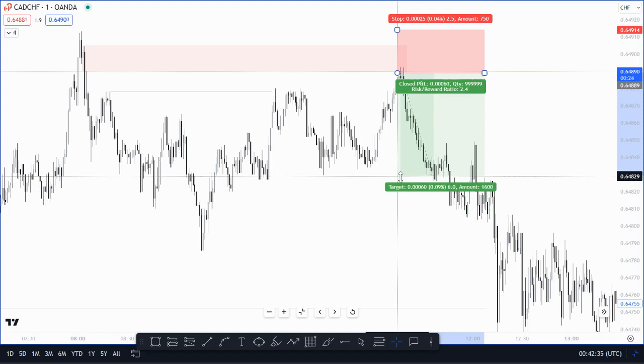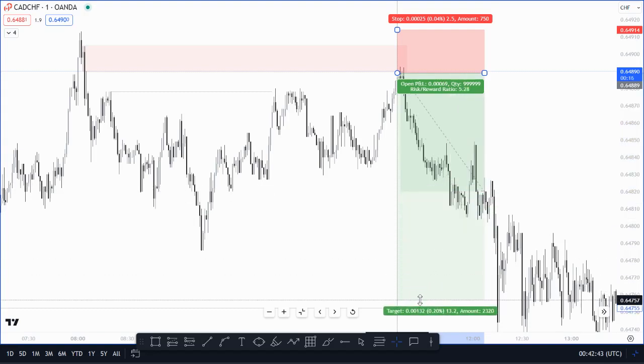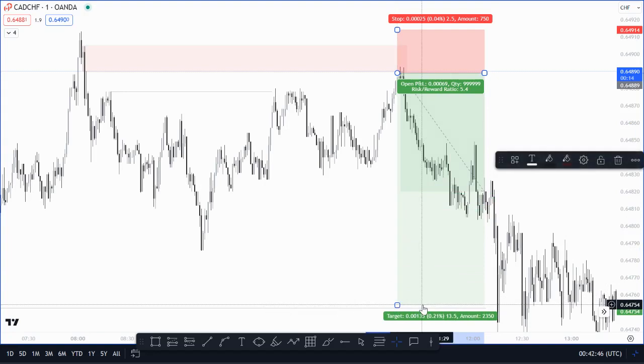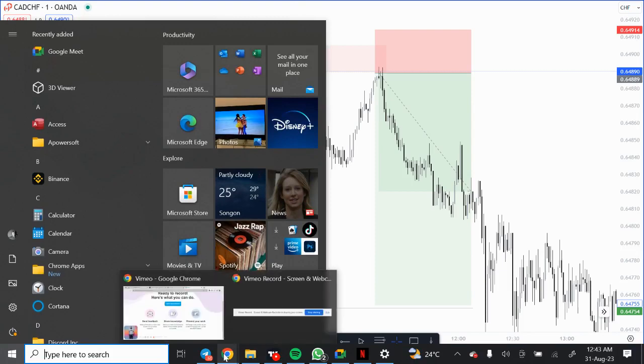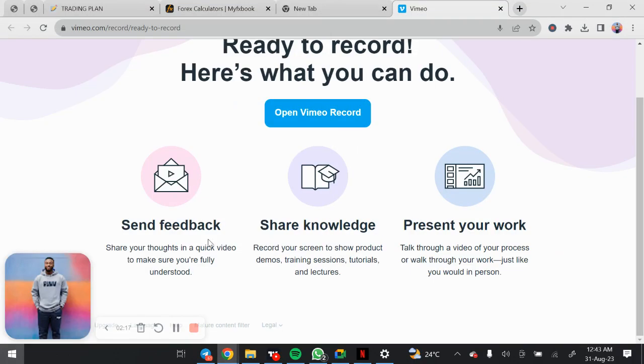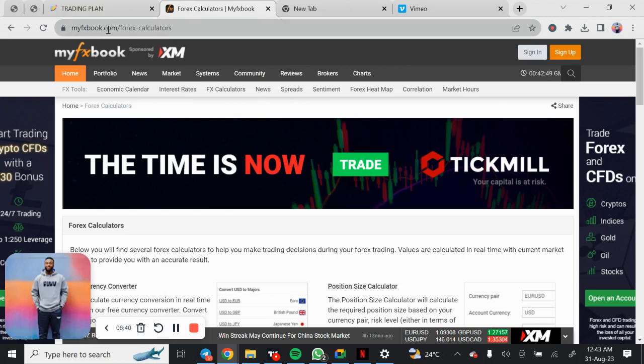Now for you to get five risk to reward, you have to keep moving in that direction until you get to a point where it is five. Then you now execute the trade. Let me show you how I calculate my pips so that I don't over leverage. Now go to your browser. When you go to your browser, you look for an app, just type myfxbook.com.